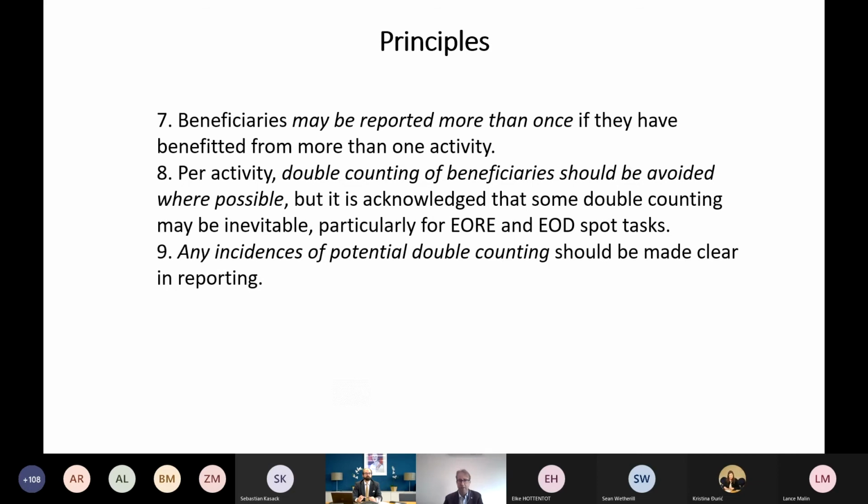Lastly, it may be the case that beneficiaries are reported more than once. Sometimes that will happen, possibly with EORE activity and possibly with EOD spot tasks. If that's the case, let's just report it accordingly. That's it from my side.